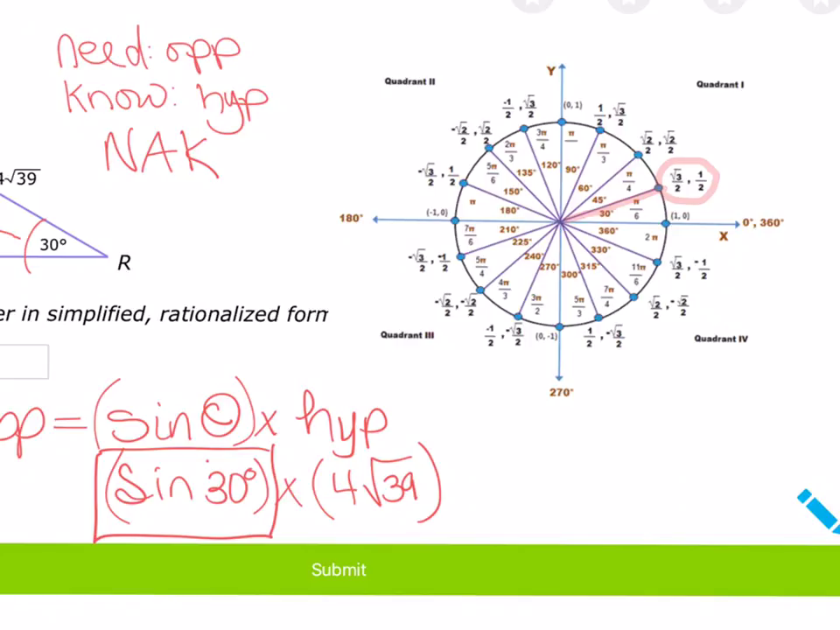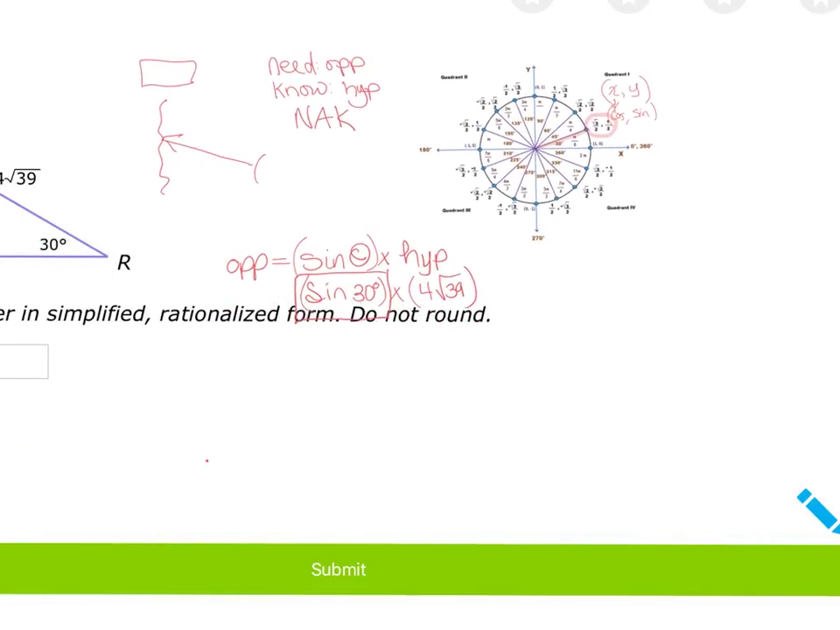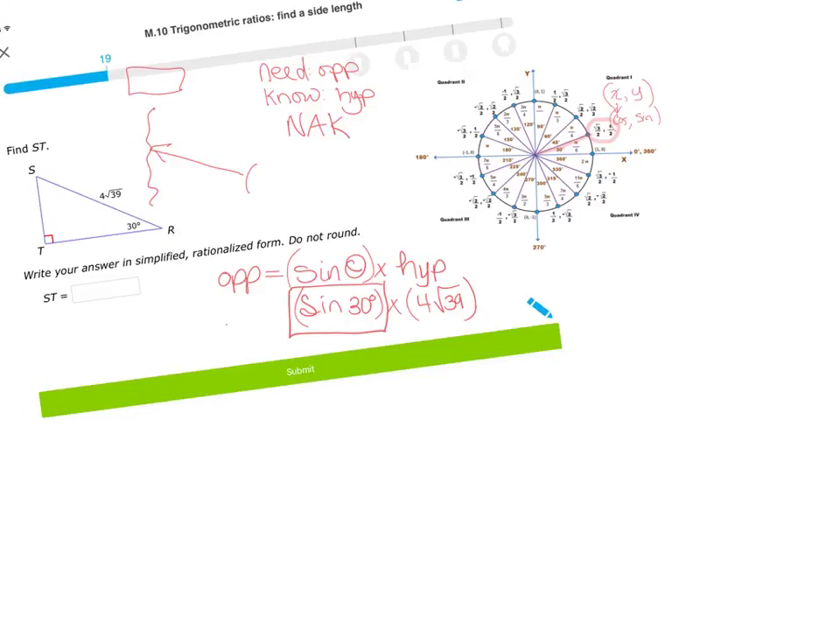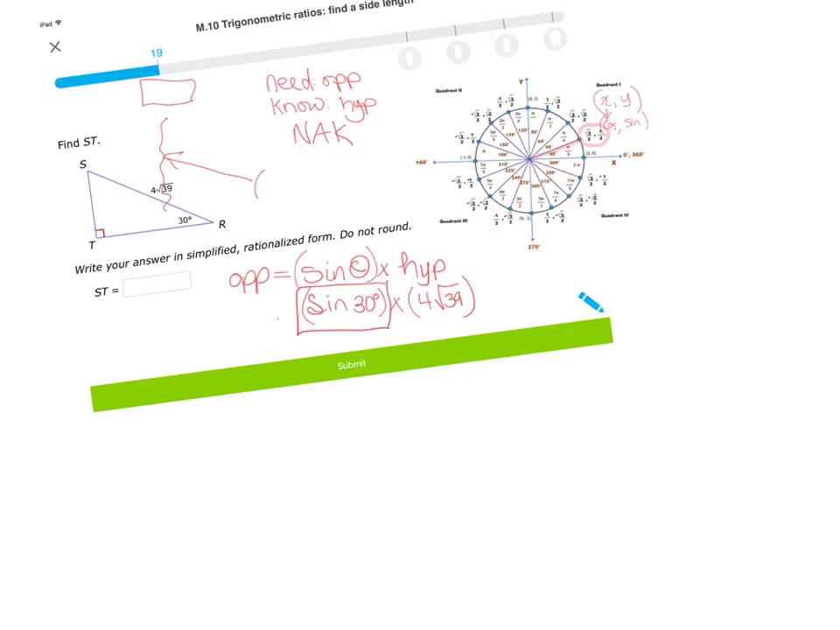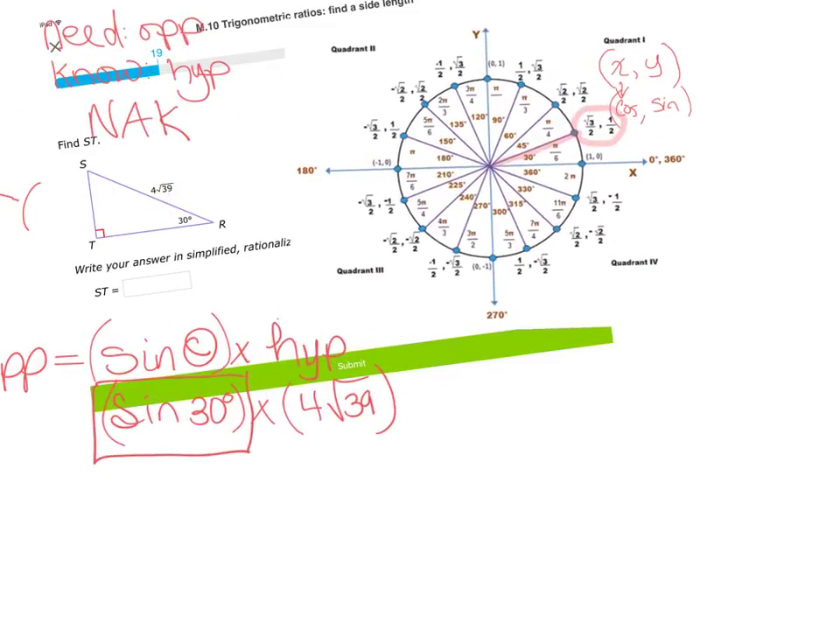Now recall that when you have this set of ordered pairs, you have x comma y, and your x is your cosine and your y is your sine, always, okay? So that's always the way that that's going to work. So when you want to plug that into your equation, let me get some room here. Let me make this a little smaller. Okay, so our sine at 30 degrees here is 1/2.